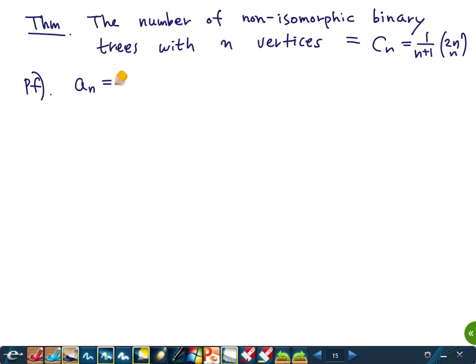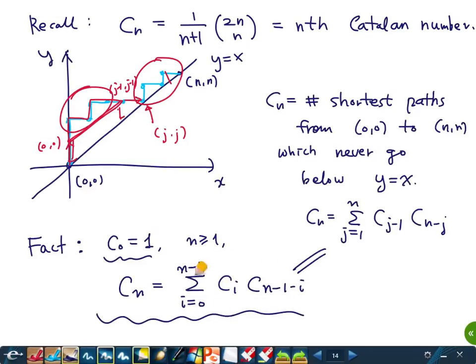The proof is just this. Let's say an is the number of non-isomorphic binary trees with n vertices. We want to show that an equals Cn, but we know the recurrence relation for Cn. So if we can show that an has the same recurrence relation, and of course the same initial condition, then they must be the same, because this recurrence relation determines the whole sequence. You know C0, right? What is C1? If you want to compute C1, every index here is less than n. That means you can determine Cn using the previous terms. It is indeed a recurrence relation.